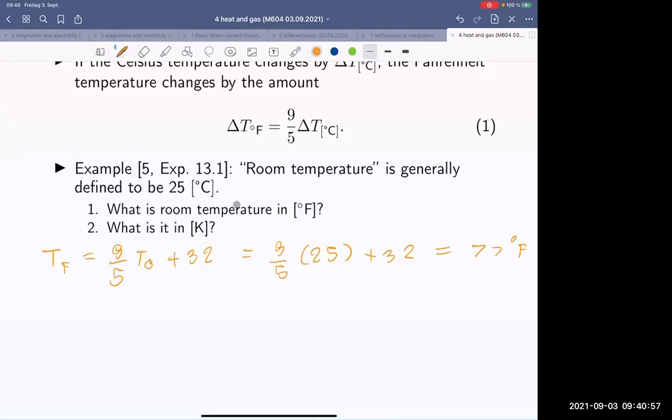Next, we arrive at the problem of Kelvin. K is 273.15 plus T in Celsius, so it's 273.15 plus 25. It's going to be 298.15 Kelvin, without the small circle at all.